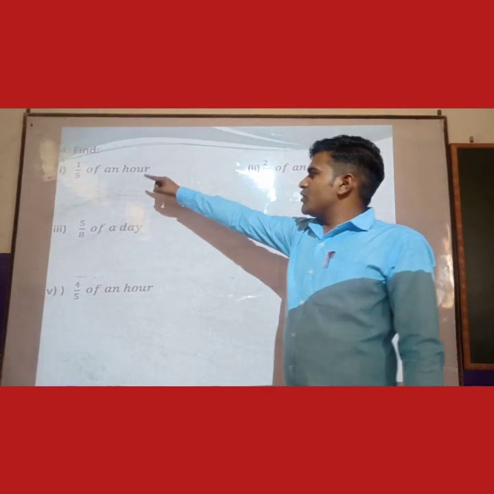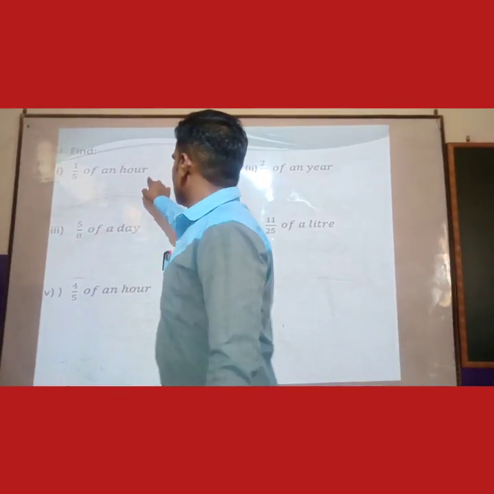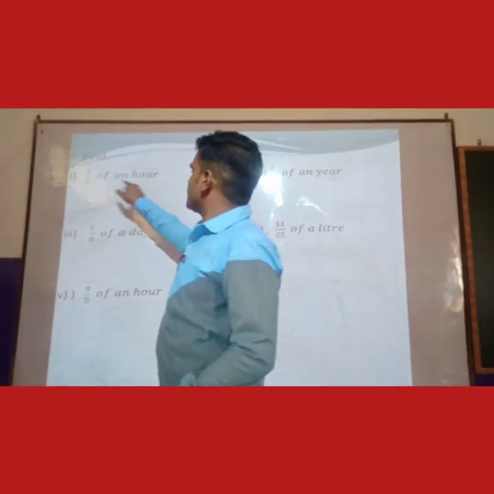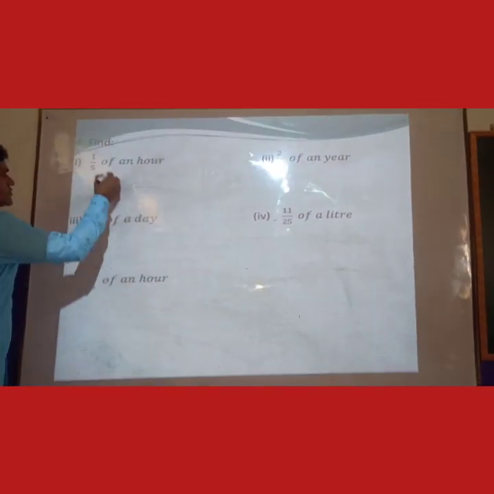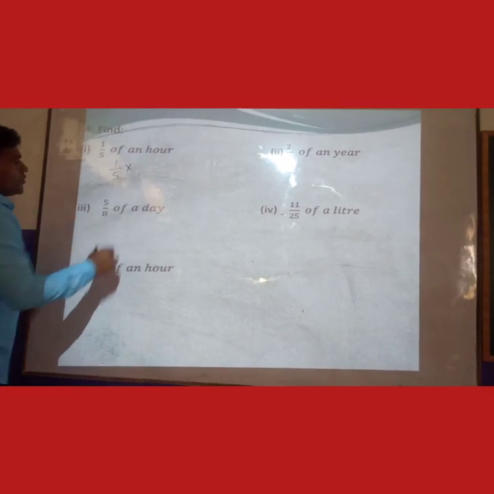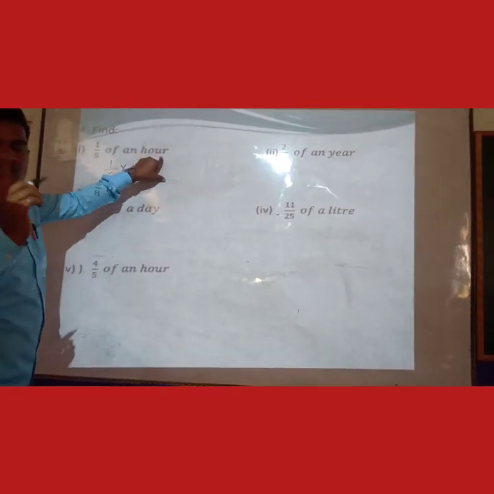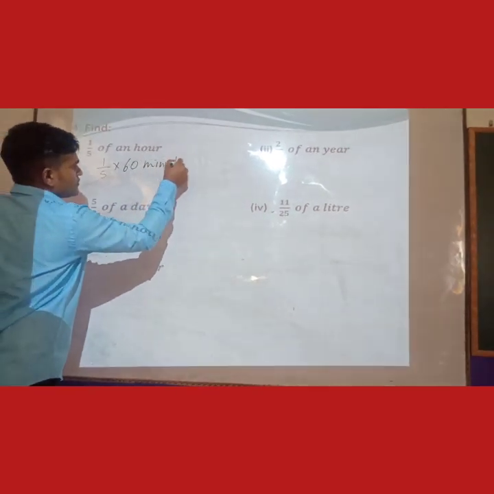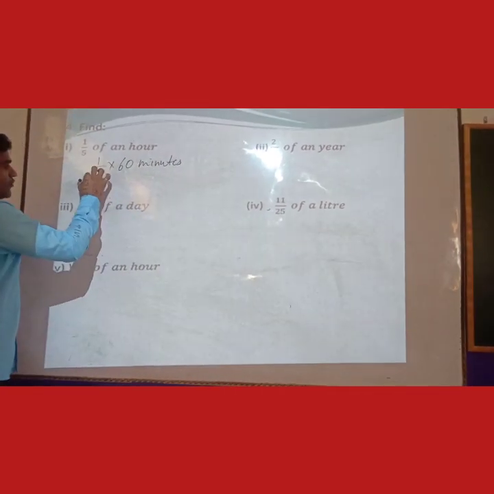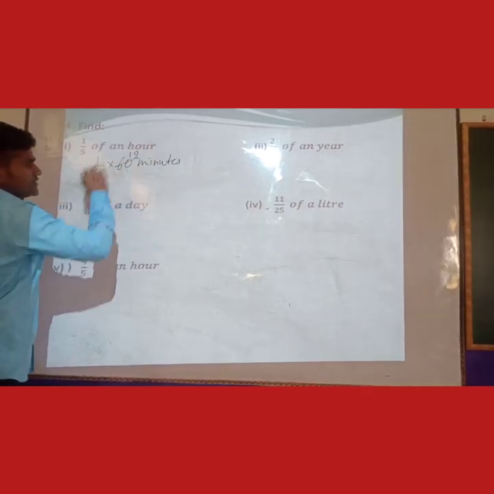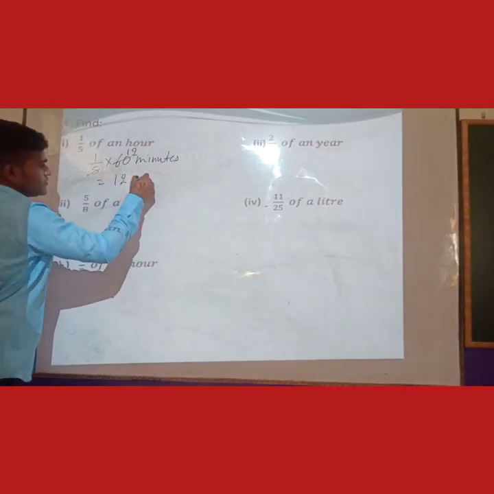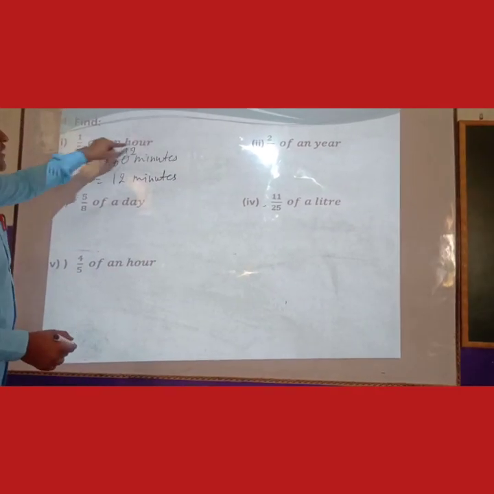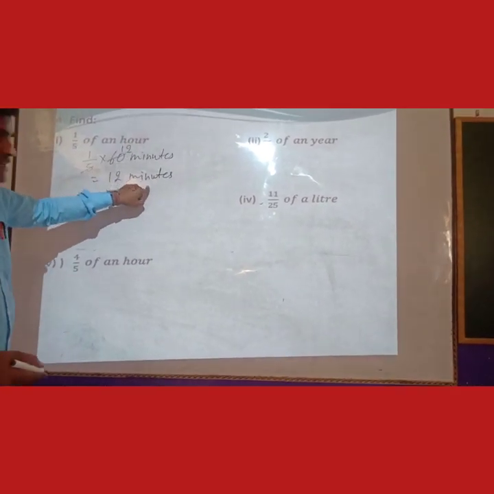Student, find 1 upon 5 of an hour. Like that 2 upon 3 of an year. So 1 upon 5 of an hour. 1 upon 5 into an hour. Convert an hour into minutes. So what you will get? 60 minutes. So 5 12 is 60. So what you will get? 12 minutes. It means 1 upon 5 of an hour is 12 minutes.